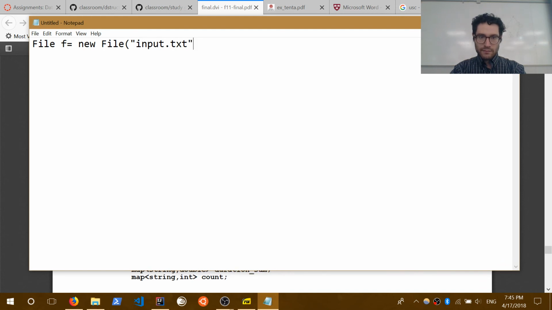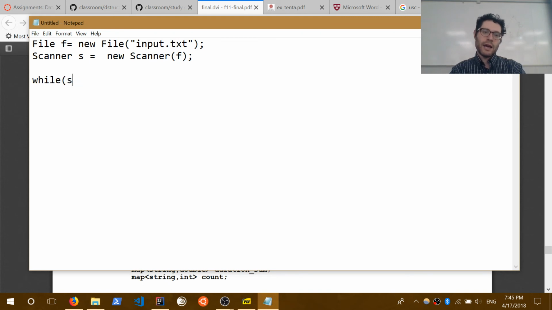Input.txt. Okay, and then Scanner s is equal to new Scanner f. So we're going to scan that file, right? So now we've got to read each line in the file.